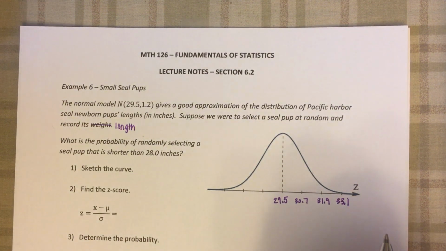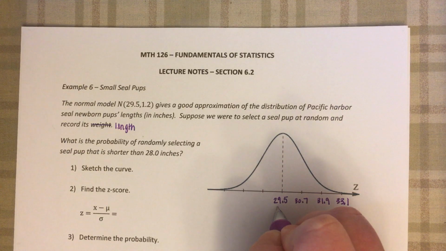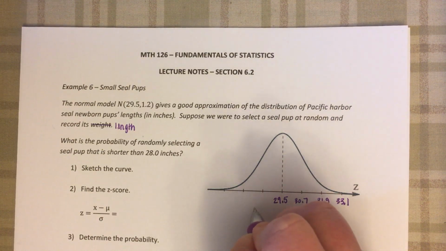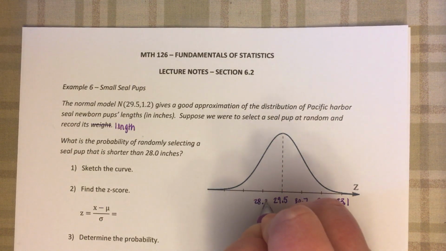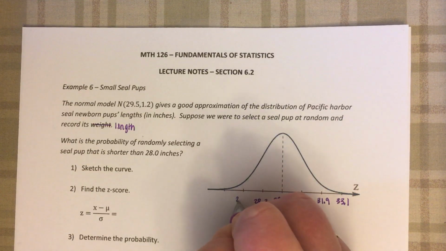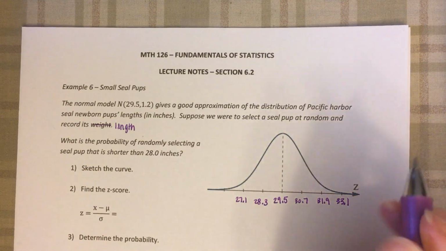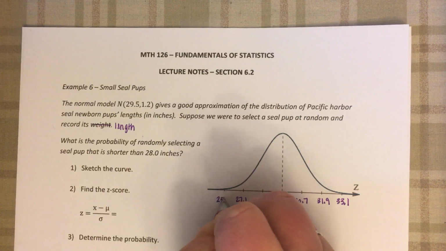Moving to the left, we take our 29.5, we subtract 1.2, we get 28.3. We subtract again, we get 27.1. We subtract 1.2 again, we get 25.9.